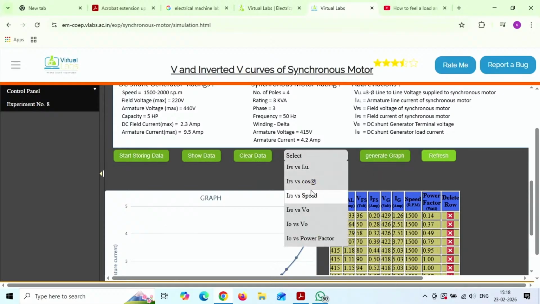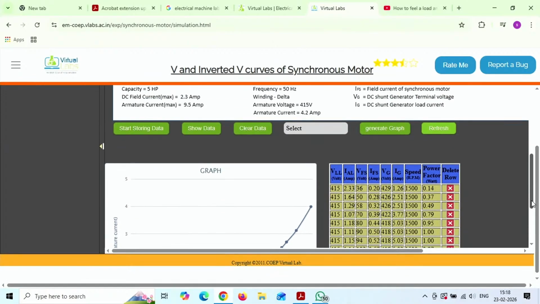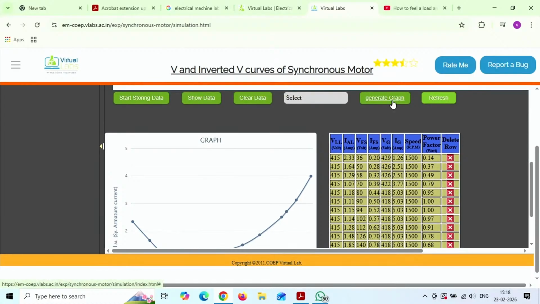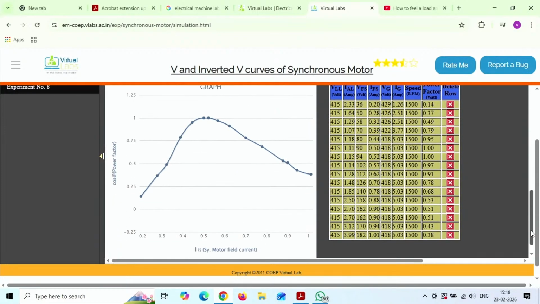IF versus power factor, is it this? Generator. Mistakes may be there. Actually, we changed the loads. At constant load, if you take precise readings and carefully do the experiment, we will get the graph accurately. That is how we understand the theoretical knowledge applied to the experimental setup in the laboratory.